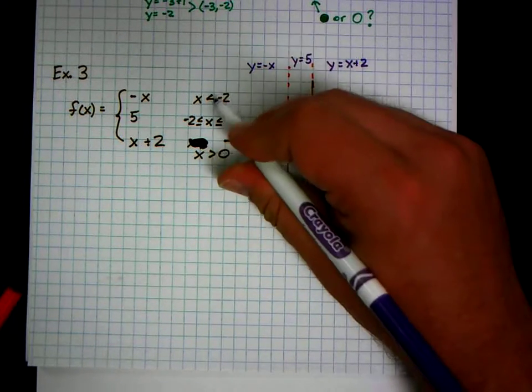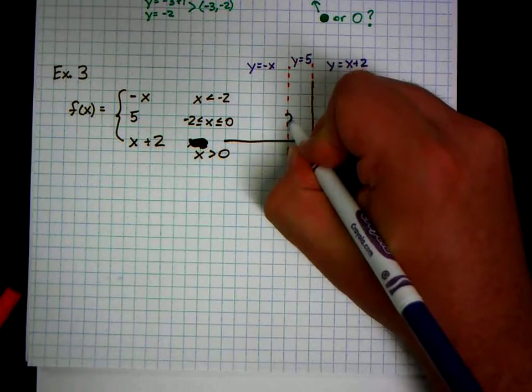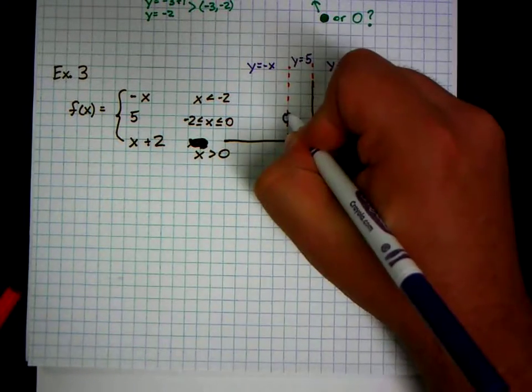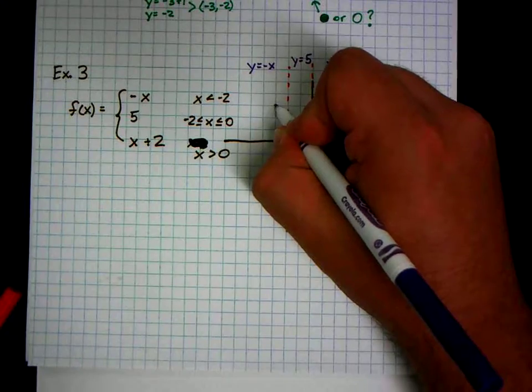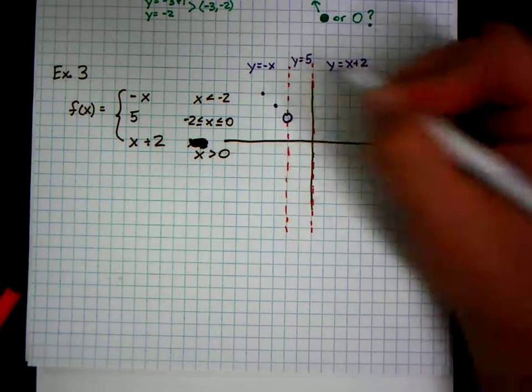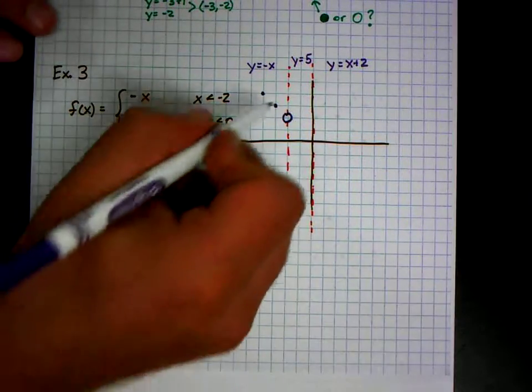Since I don't have an equal sign, this one's going to be a circle. Up 1, left 1. Make a couple more points, and there's my line.